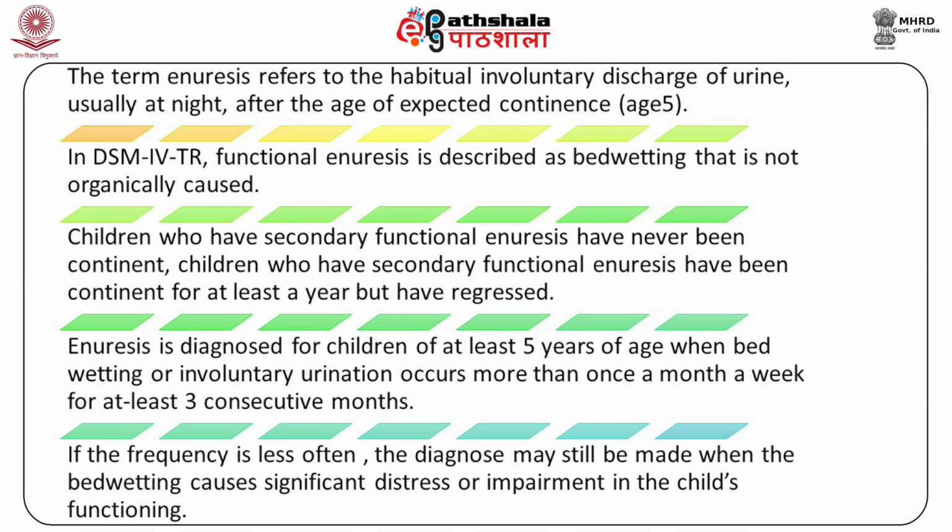The term enuresis refers to the habitual involuntary discharge of urine, usually at night, after the age of expected continence, age 5. In DSM-4-TR, functional enuresis is described as bedwetting that is not organically caused. Children who have primary functional enuresis have never been continent. Children who have secondary functional enuresis have been continent for at least a year but have regressed.